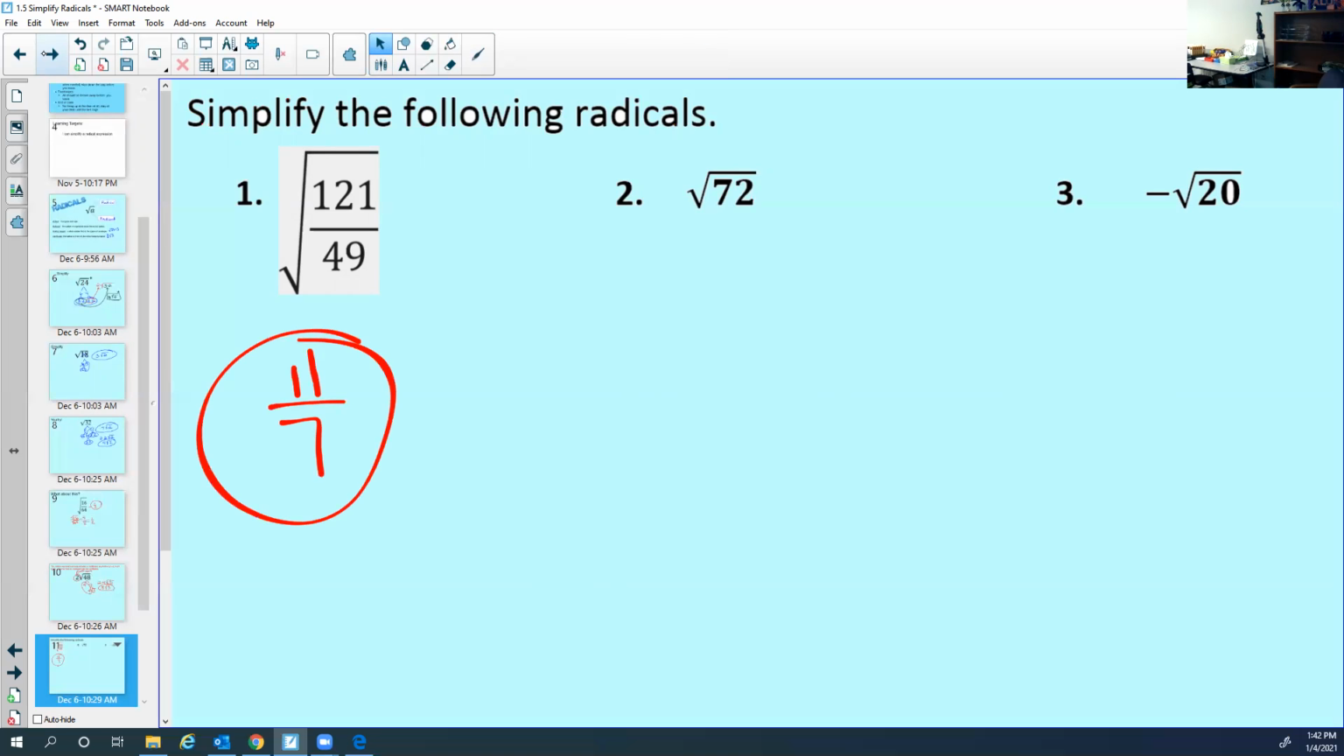Let's try square root of 72. Oh, I see that's going to end up being a decimal, so we got to simplify that. Pause the video so you can try this on your own.